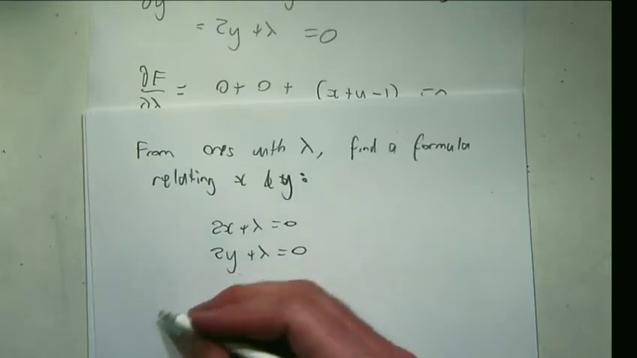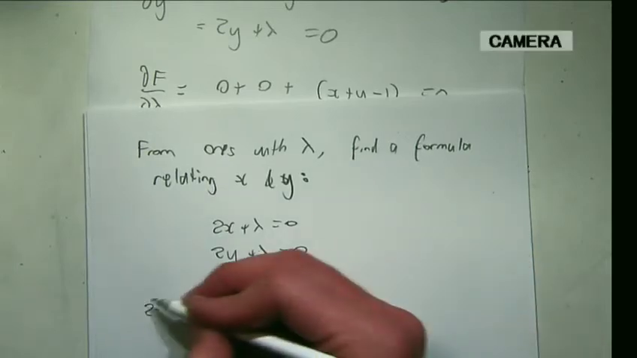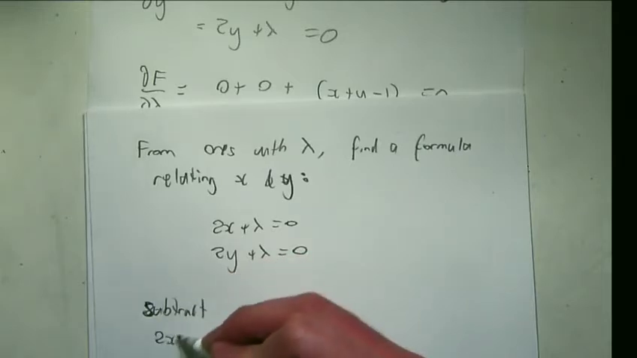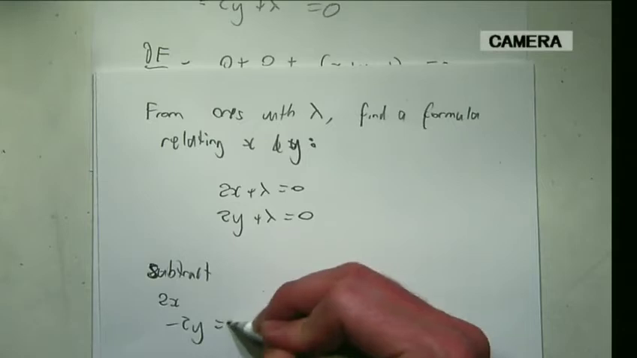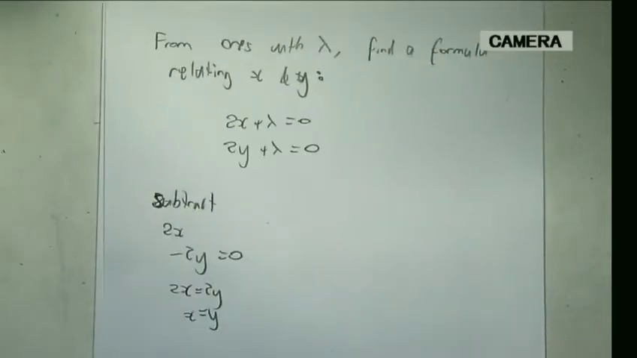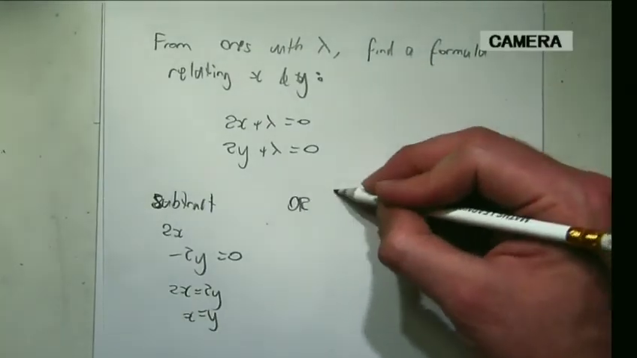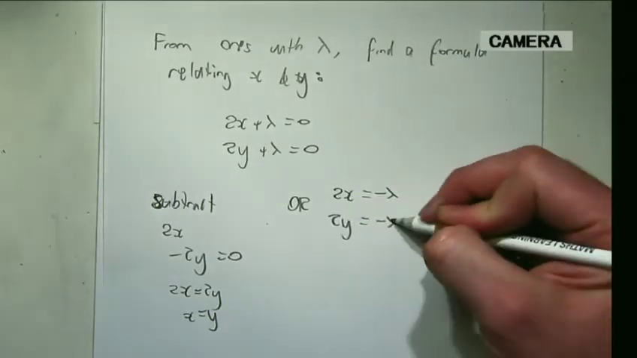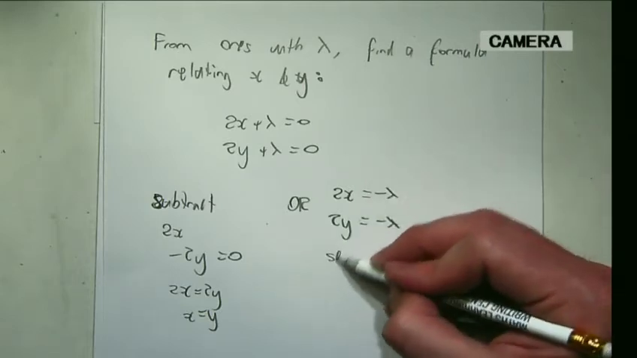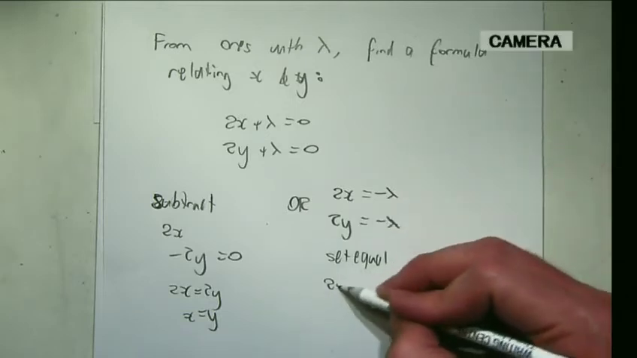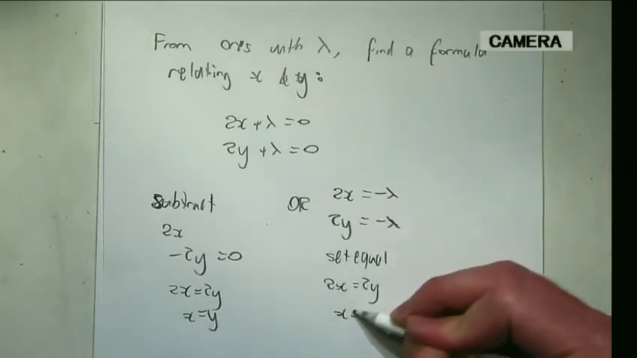So there's a couple of options. I could subtract the equations. So 2x minus 2y equals 0, because the lambda minus lambda equals that. And that would give me 2x equals 2y, which would be x equals y. Or, alternatively, I could do this. And I could set them equal. Because 2x is equal to minus lambda and 2y is equal to minus lambda as well. So I get x equals y.